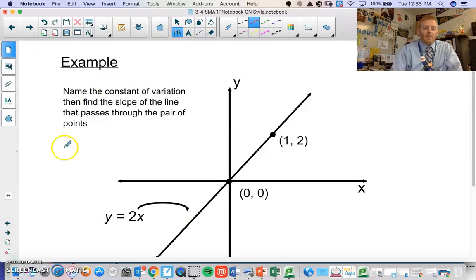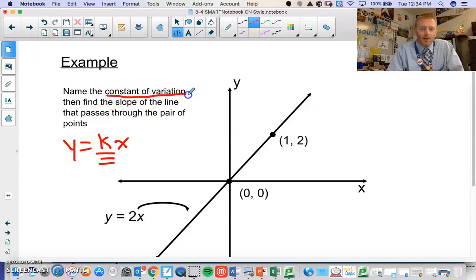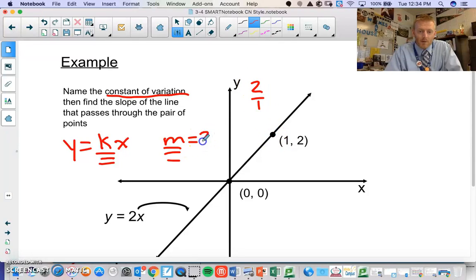On this next example, remember that a direct variation equation is in the form of y equals kx. K is the constant of variation. Slope, which is also signified by an m, is also the same thing as k. Because if we go up 2 for my rise and to the right 1, it'd be 2 over 1, so my slope is 2. The number in front of the x is my k, so my k is 2.